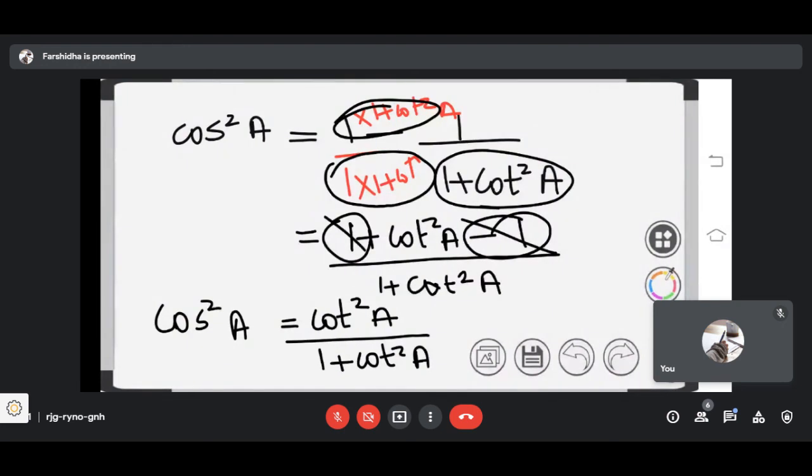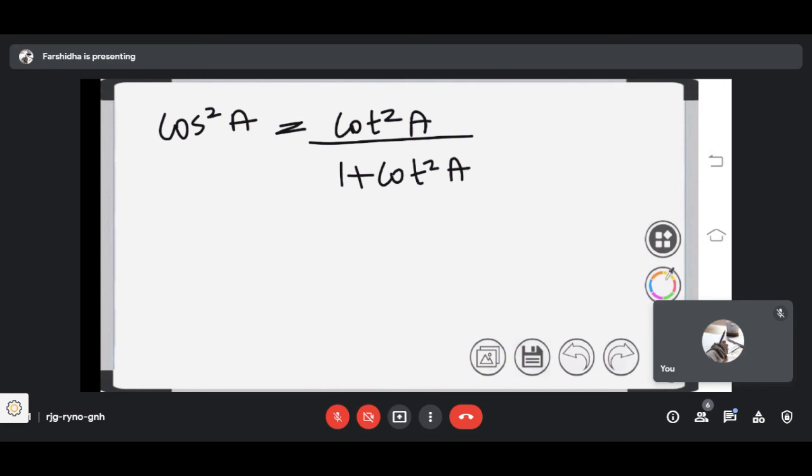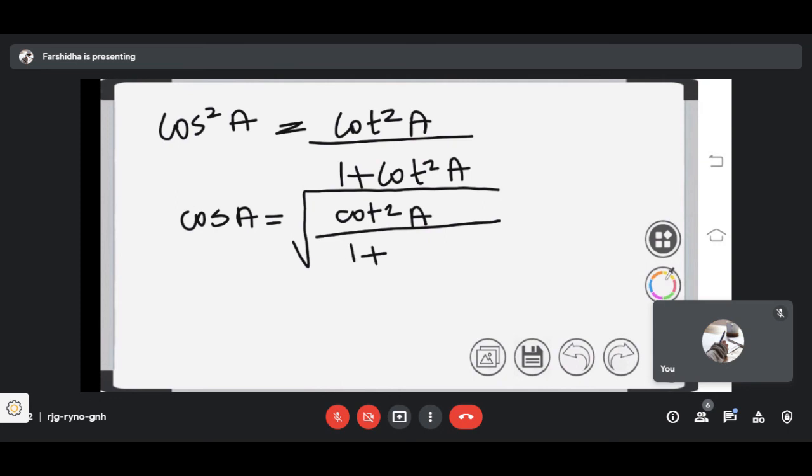Now you got cos square A equal to cot square A divided by 1 plus cot square A. Now I am taking the square root, removing the square. So cos A equal to root of cot square A divided by 1 plus cot square A. I removed the square from here and added the root on the other side.